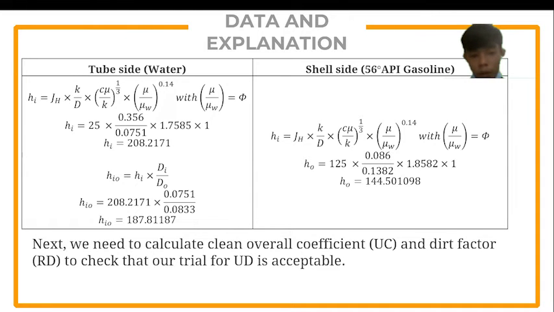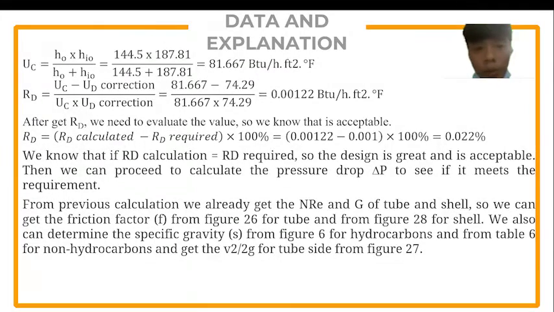Next, we calculate the clean overall coefficient, or as we know it UC, and the dirt factor RD, to check that our trial for UD is acceptable. So we get that UC is about 81.667 BTU per hour feet square Fahrenheit. And for the RD, we get about 0.000122. After getting the RD, we need to evaluate the value to know whether it is acceptable or not. And we get the error is about 0.022%. So that is acceptable.